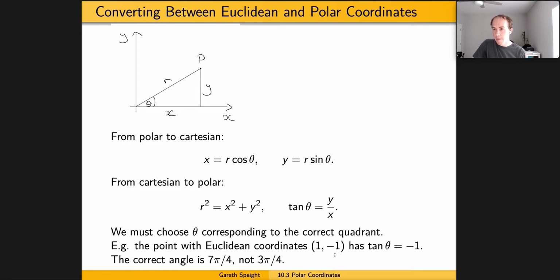For instance, the point 1, -1, which will be in the bottom right quadrant, has tangent theta equals -1, but there are different values of theta that satisfy -1. For instance, 3 pi over 4 and 7 pi over 4. But 3 pi over 4 would be in the top left quadrant, whereas here we are supposed to have a point in the bottom right quadrant. So we cannot choose the first value that comes to mind, which is 3 pi over 4. We want to choose 7 pi over 4. So we just have to be a little bit careful when we are converting from Cartesian to polar. Sometimes there are multiple solutions of tangent theta equals y divided by x, so we have to make sure we choose the value of theta in the right quadrant. So top right, top left, bottom right.